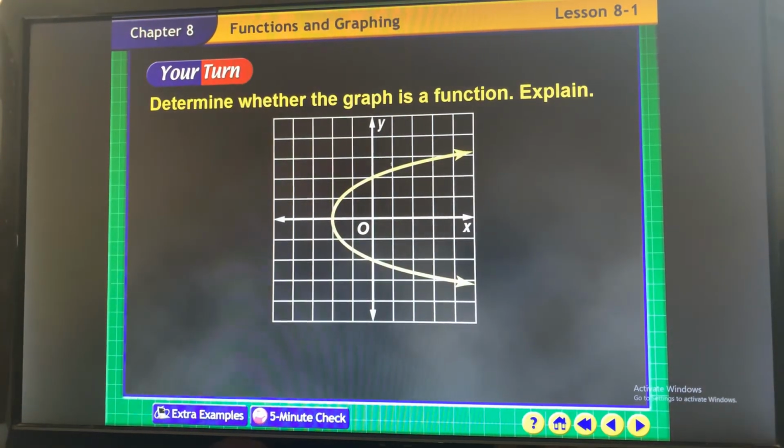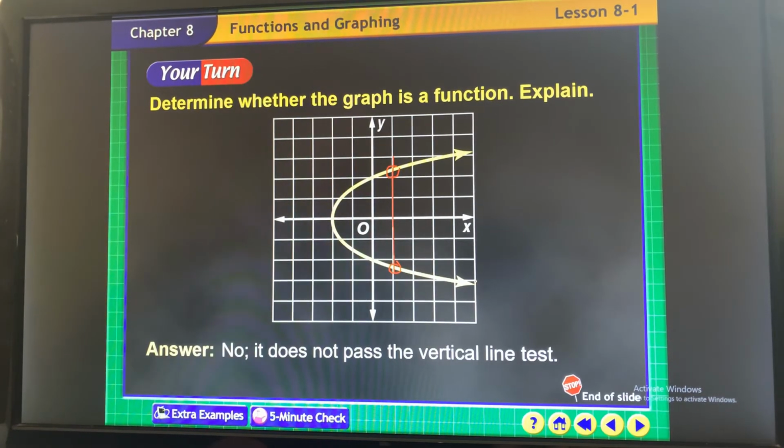This one, a sidewise parabola, and see when you do your vertical line test, it hits 2 points at the same time. That's what makes this no, because it doesn't pass the vertical line test. You would have 2 domains being the same.